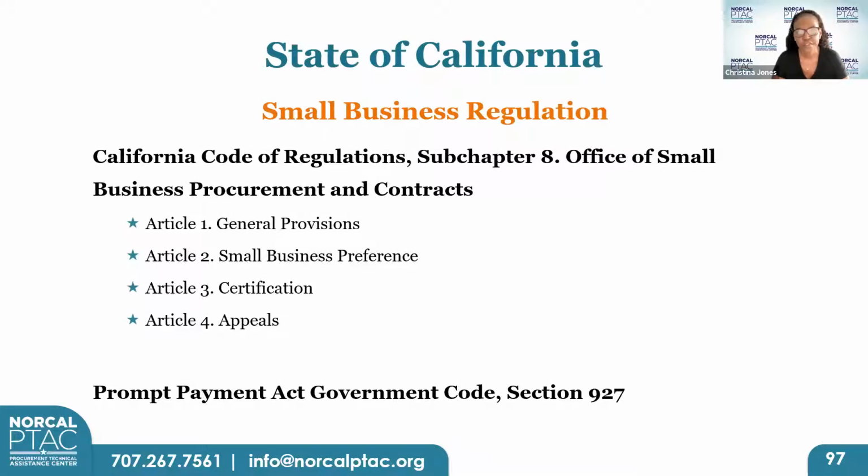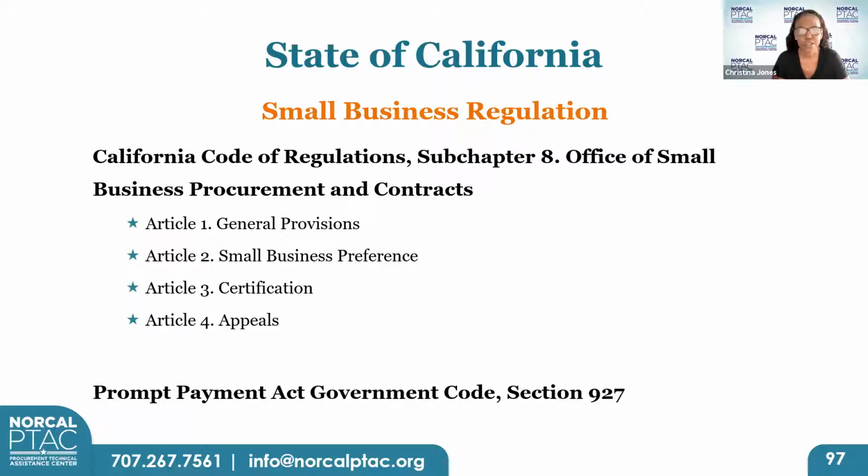But before we do any of that, I always like to start with regulations, because regulations are key. Unlike bidding on something with a large corporation, federal and state always have regulations. So with the state, it's the California Code of Regulations. And this subchapter that I've outlined refers to getting you familiar with what advantages or rules you have as a small business with the state of California.